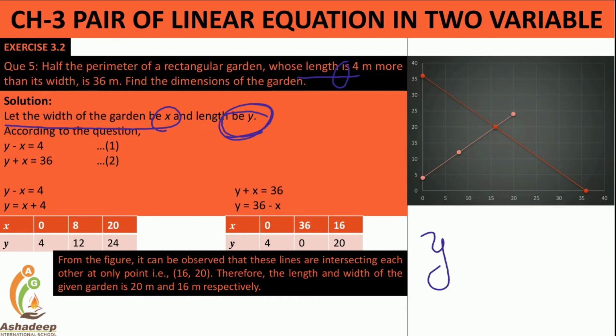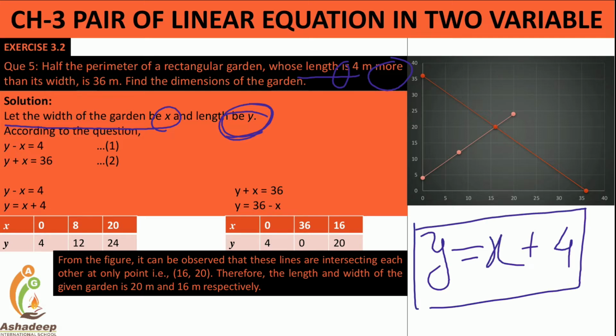What does it mean? Is nothing but is equals to 4. Now what do you mean by more? More is nothing but plus 4 meter more than its width. What is the width? So width is nothing but the x, that we know. So this is the one equation, right? If x comes onto the another side, it becomes minus, so it is nothing but y minus x is equals to 4. So that is our first equation.